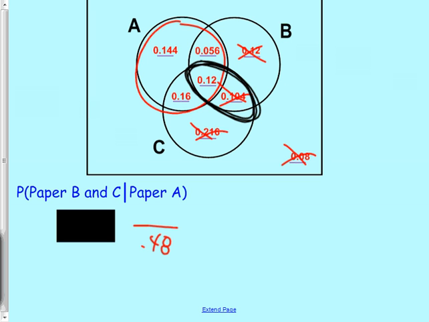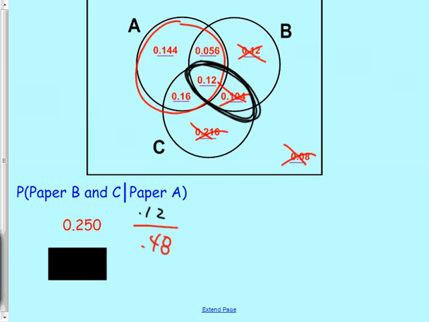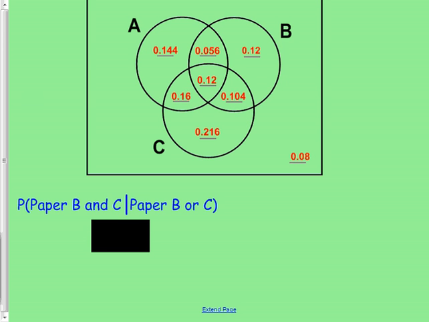So should I add the 0.12 with the 0.104? No. Because why shouldn't I include that 0.104? Because it's not in A, or it's not possible. We crossed it off because it was not possible. She could have handled that by herself. Okay. And the final answer then is 0.12 over 0.48, which should come out to 0.250. Raise your hand if you had that one right. Okay, good.